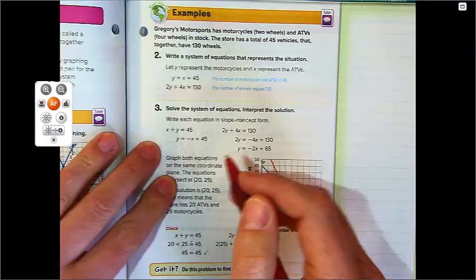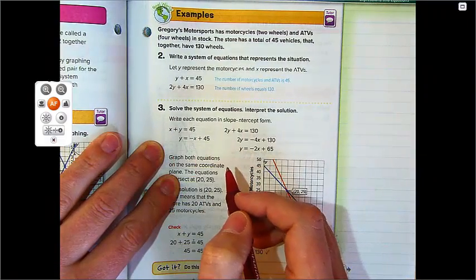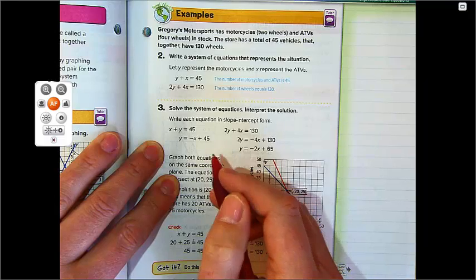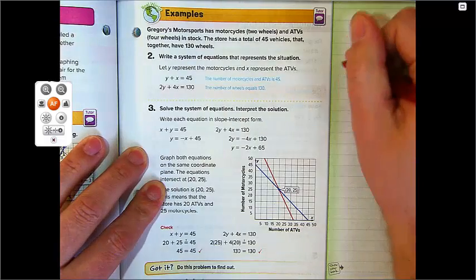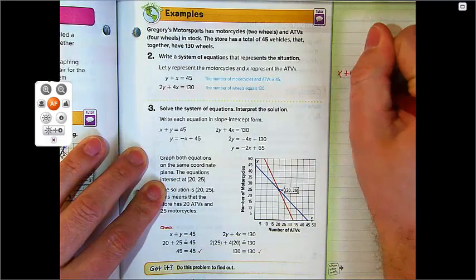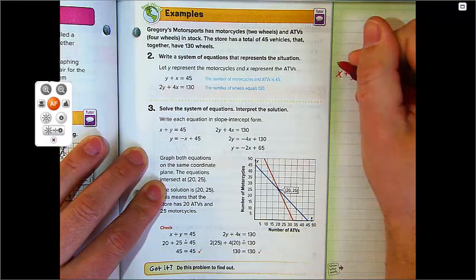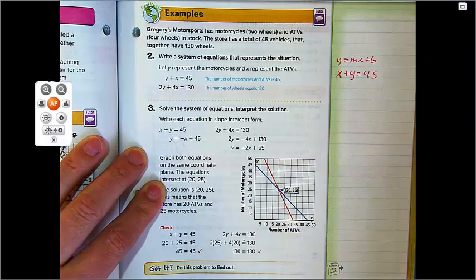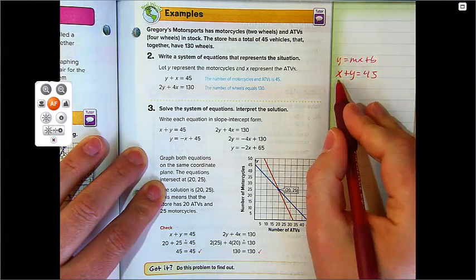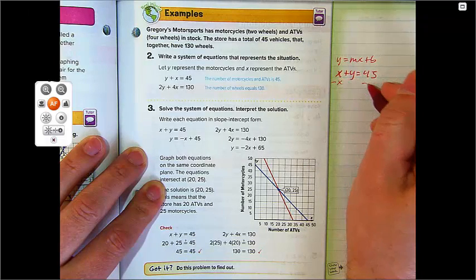What we notice first is that x plus y equals 45 is not in y equals mx plus b form. It's not in slope-intercept form, so we need to get it there so we can graph. I'll show you the work because you're going to have to be able to do this on your own, so pay close attention. We want to get it to look like y equals mx plus b. The problem is that the x is on the wrong side, so we subtract x to get it to the opposite side.